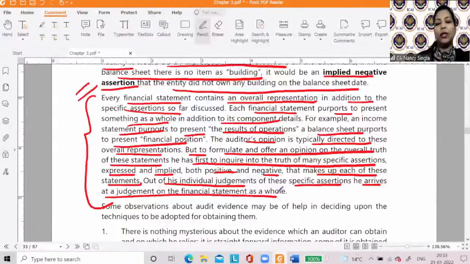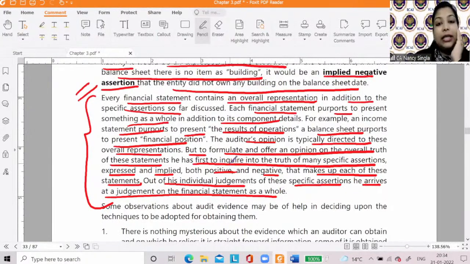as a whole. And unless and until the auditor checks each and every specific assertion that is coming in the financial statement, who will give it? Management. Now that is why they are called what? Management representation. Okay? These are embodied in the financial statement. And when the auditor checks these assertions, then only will the auditor be able to give an opinion on the financial statement as a whole. Okay?